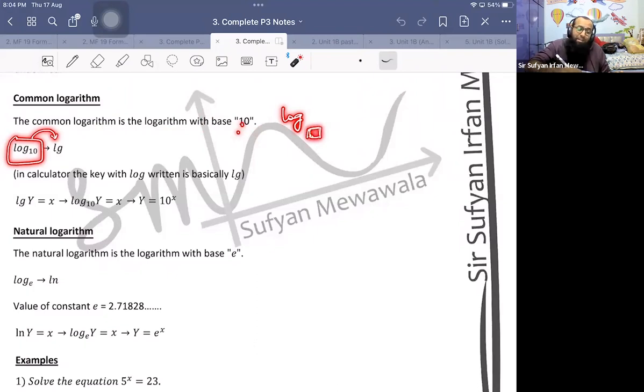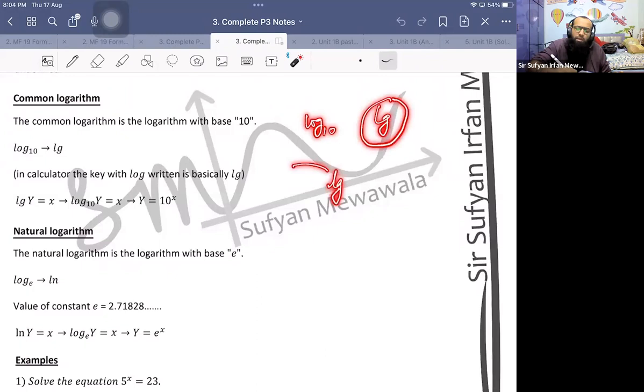लेकिन जब बेस 10 हो, तो I can just write LG. So if the examiner is using LG, then you would be knowing by default that this LG means log with a base of 10. Log with a base of 10 is called common logarithm.